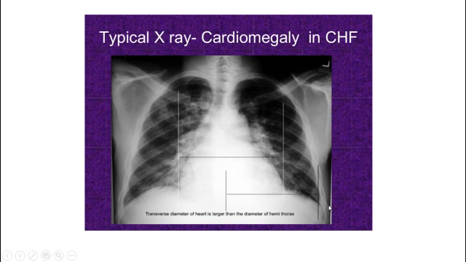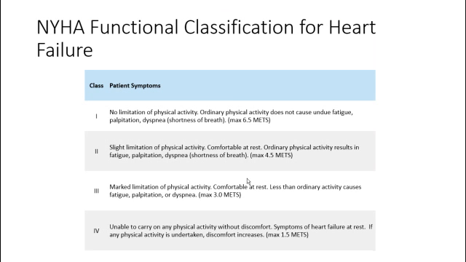So if you look here at a patient with cardiomegaly or an enlarged heart, you can see that the width of the cardiac silhouette is more than half of the diameter of the thorax, or is more than the hemithorax. So this again would be a typical way. They also could see pulmonary changes as well.